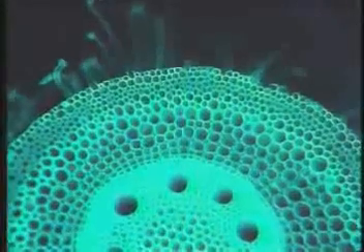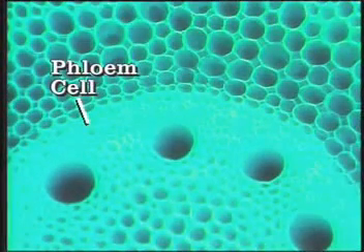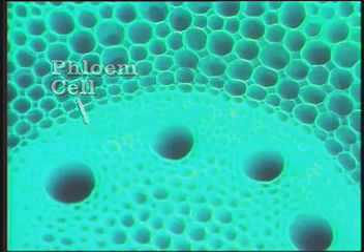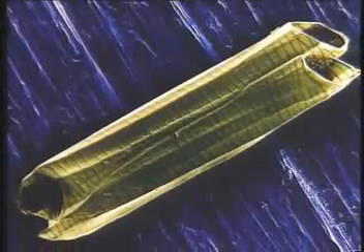Other cells serve as a plant's plumbing system. This cross-section of a root shows different kinds of hollow cells. Phloem cells conduct glucose from the plant's leaves. Xylem cells conduct water from roots to other parts of the plant. A photograph taken with the help of an electron microscope shows how xylem cells have a tube-like shape that makes it easy for them to conduct water.